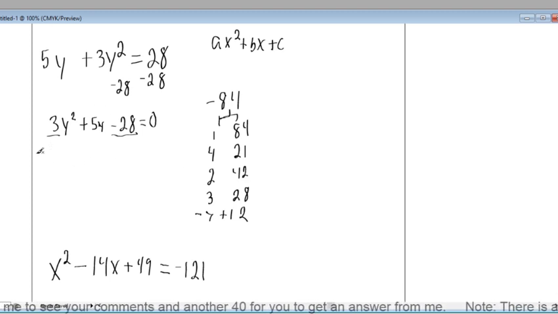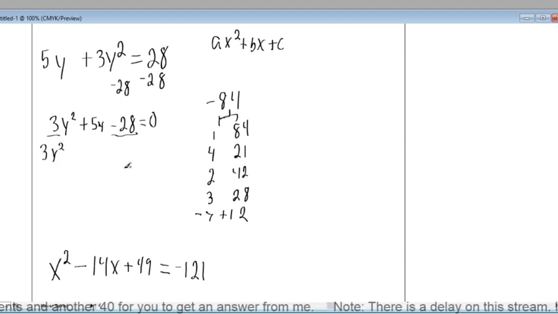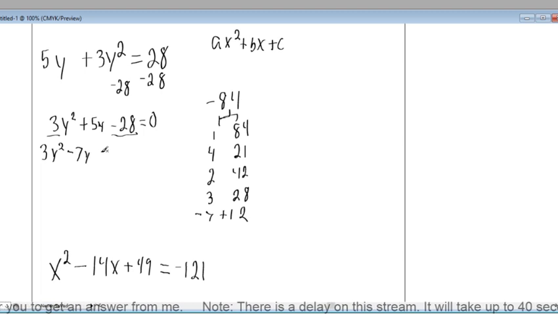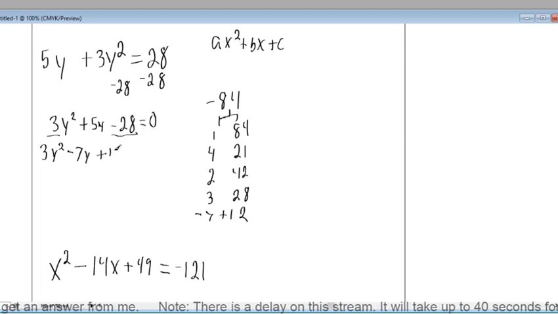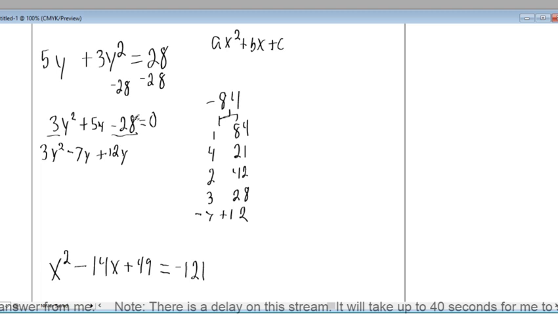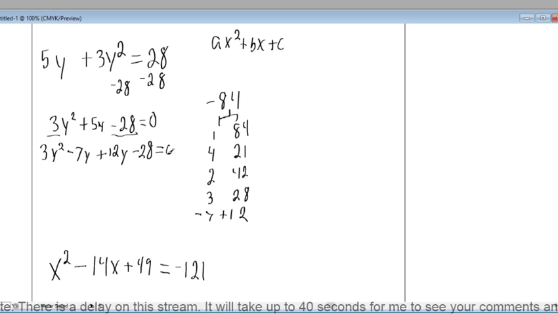So we can rewrite this now. 3y squared minus 7y plus 12y minus 28 equals 0. Again, all we're doing here is we're just replacing this middle term with the two that we found, equal to it if we combine them.